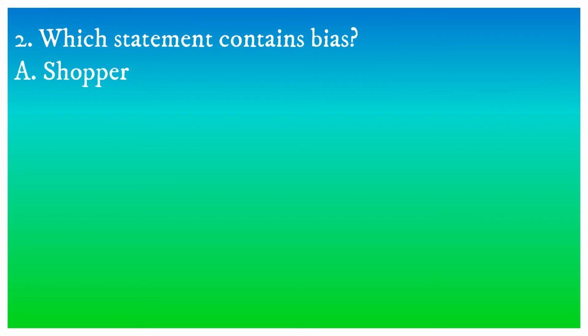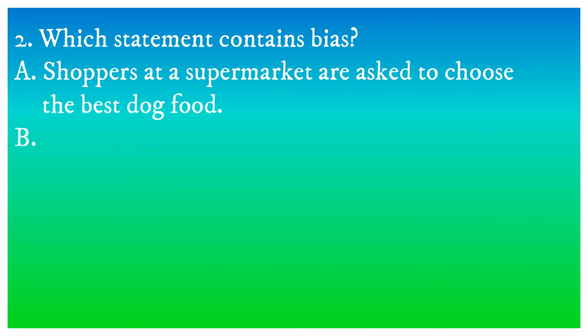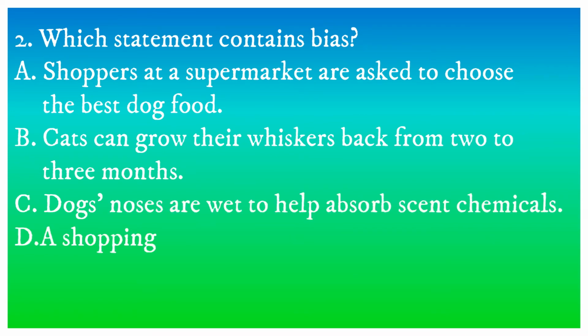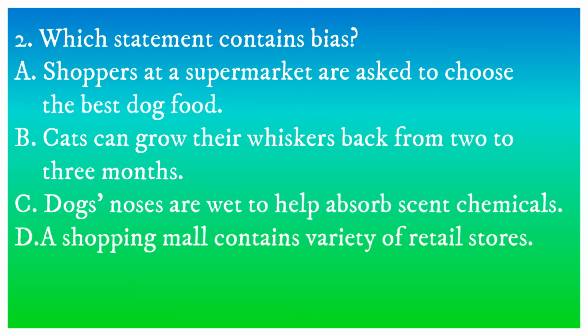Number 2. Which statement contains bias? A. Shoppers at a supermarket are asked to choose the best dog food. B. Cats can grow their whiskers back from 2 to 3 months. C. Dogs' noses are wet to help absorb scent chemicals. D. A shopping mall contains variety of retail stores.